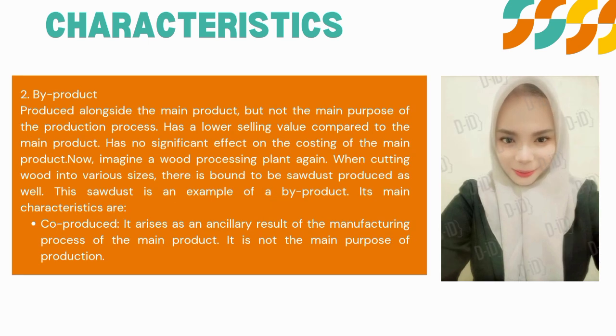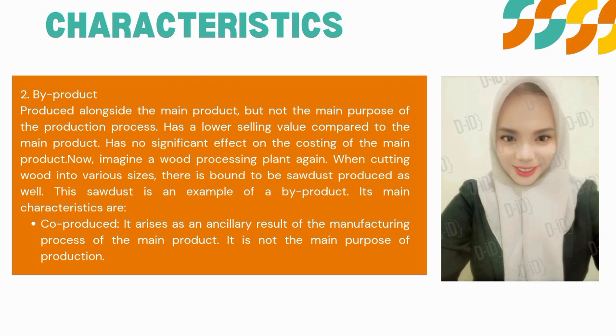2. Byproduct. Produced alongside the main product, but not the main purpose of the production process. Has a lower selling value compared to the main product. Has no significant effect on the costing of the main product. Now, imagine a wood processing plant again. When cutting wood into various sizes, there is bound to be sawdust produced as well. This sawdust is an example of a byproduct.